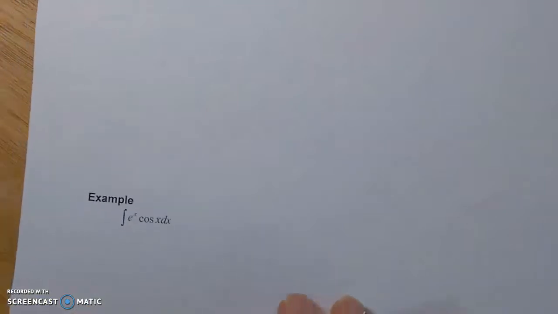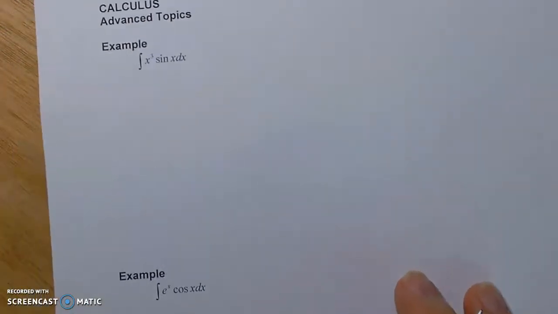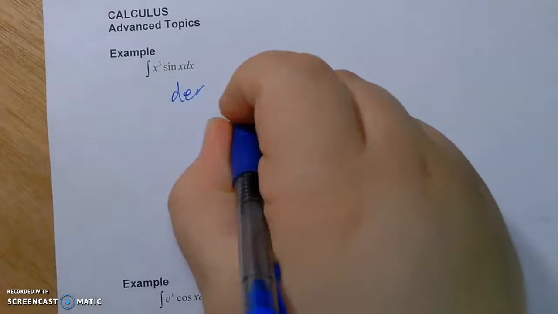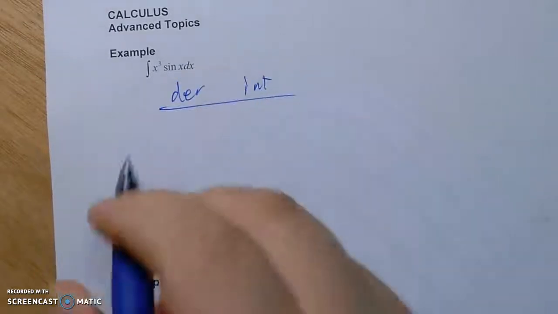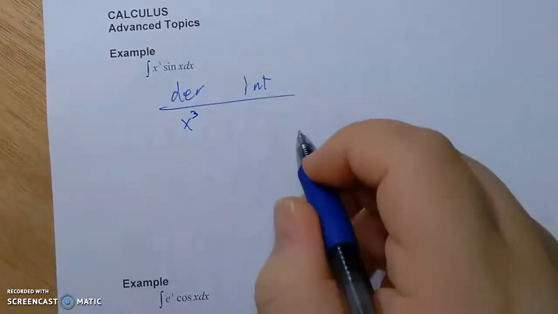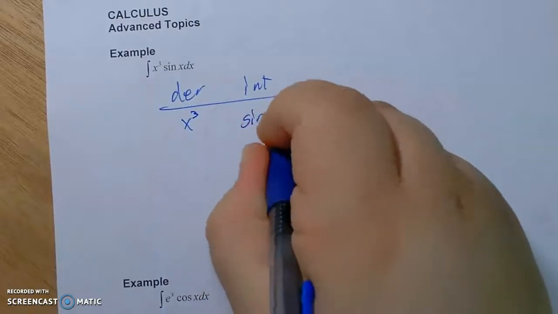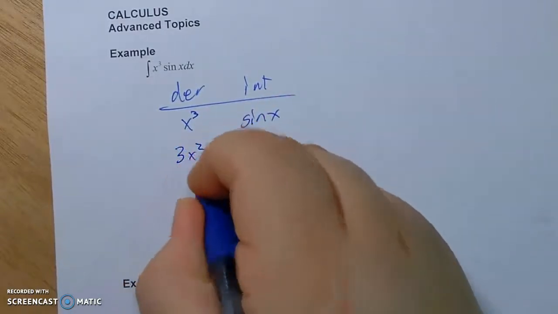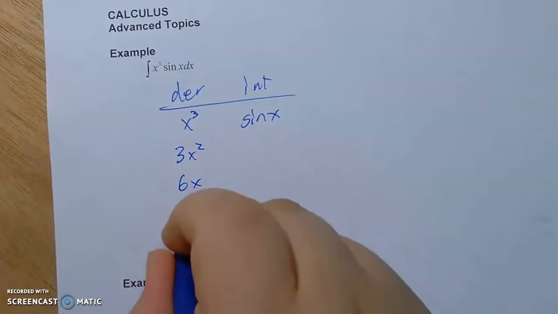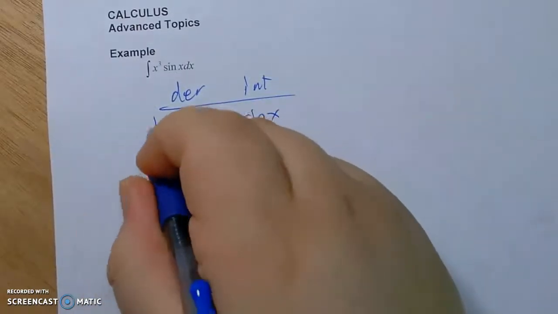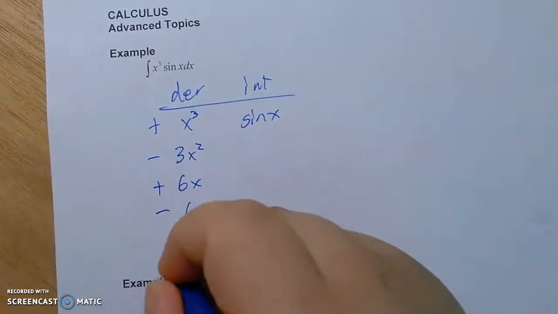Let's look what happens when you have a trig function. Okay, so we'll have our derivative and our integral. Our derivative will be our polynomial. Our integral will be our trig function. Derivative of this would be 3x squared, 6x, 6, and then 0. We can go and do our plus and minus. Plus sign, minus sign, plus sign, minus sign, plus sign.